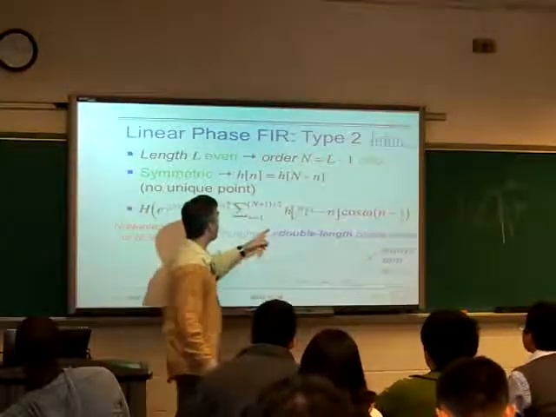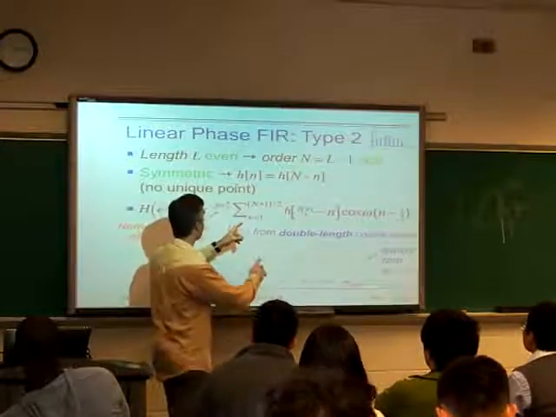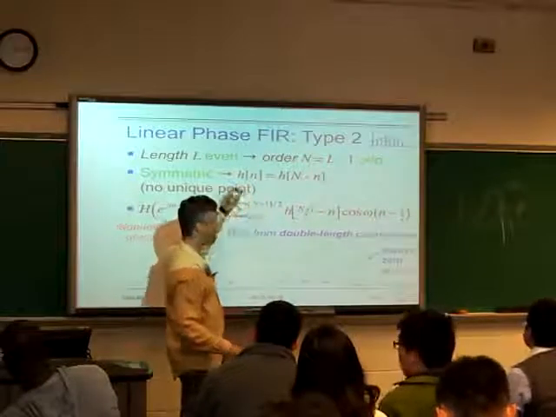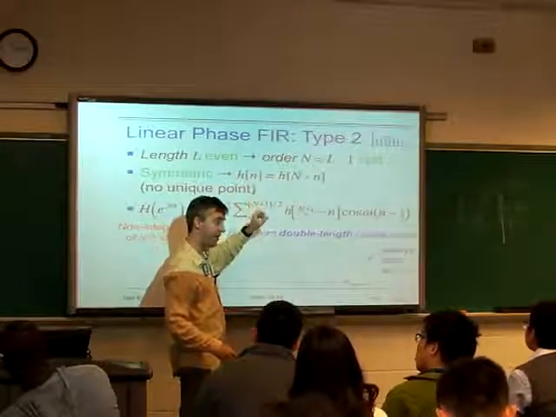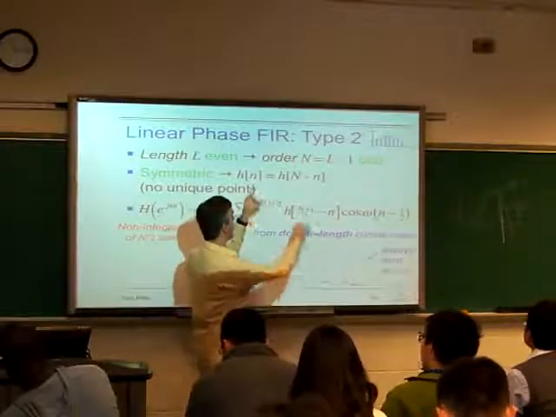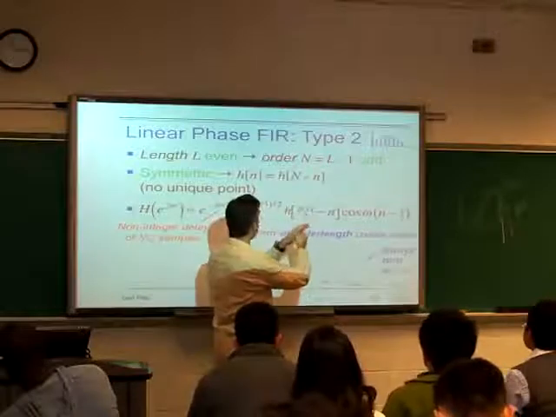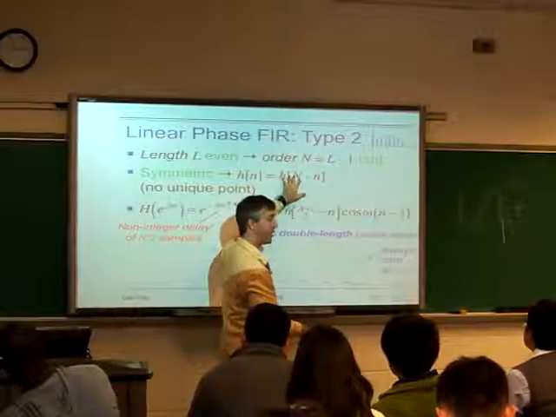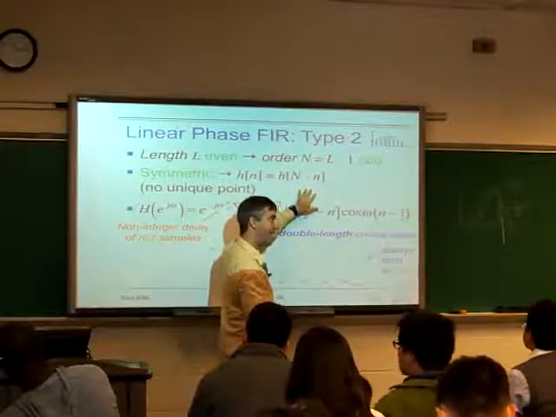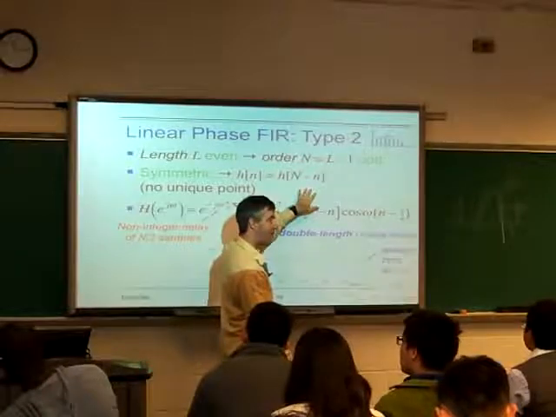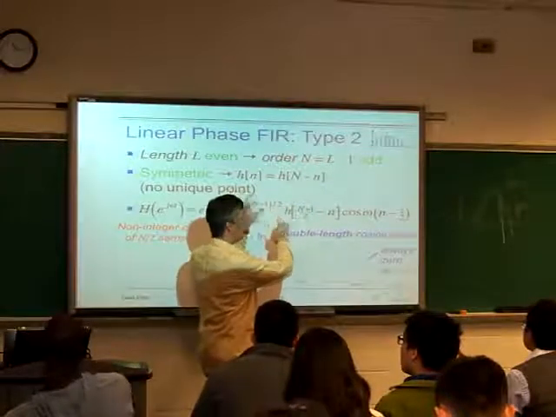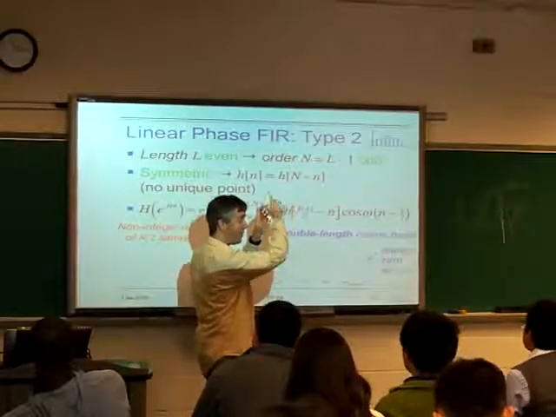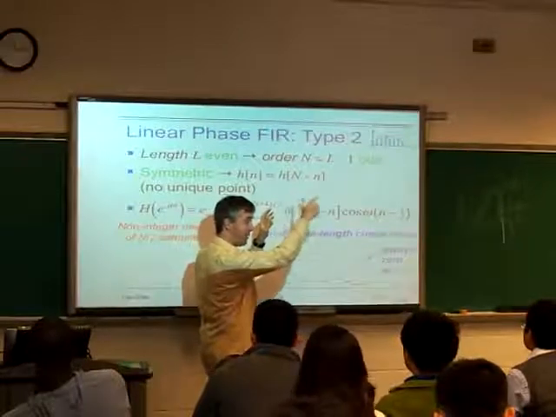Okay, so we're doing the same thing that we did before. We're going to take these two values of h of n, which have to be the same, and we're going to write down the Fourier transform. H of e to the j omega is the sum of h of n e to the minus j omega n. We're going to take these 2 points out and group them together. So it's h of n times e to the minus j omega n plus h of big N minus n times e to the minus j omega big N minus n. But those two values are the same, so it's h of n times e to the minus j omega n plus e to the minus j omega big N minus n.